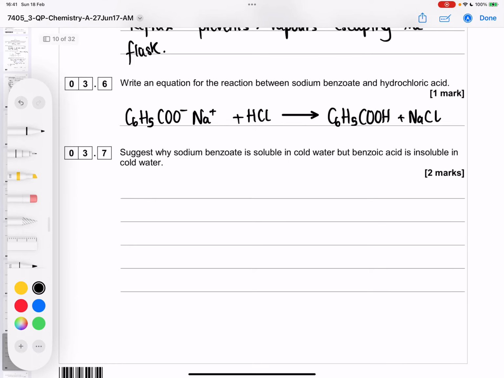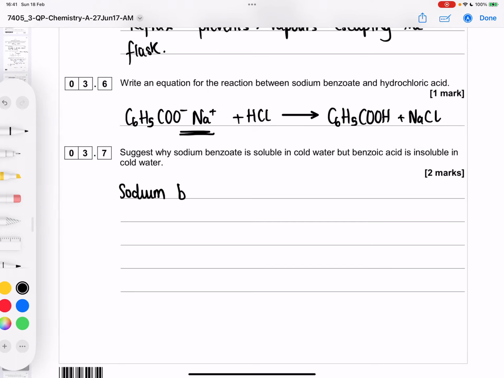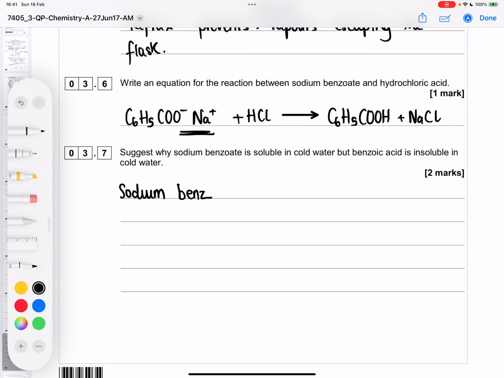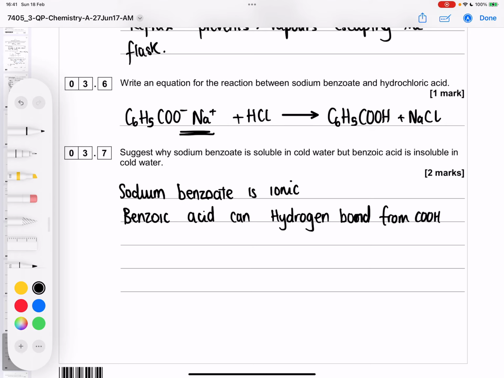Suggest why sodium benzoate is soluble but benzoic acid is insoluble. Well, look, this is ionic. Ionic things are soluble. So sodium benzoate is ionic. Benzoic acid can hydrogen bond from the OH group, but the benzene ring is insoluble.